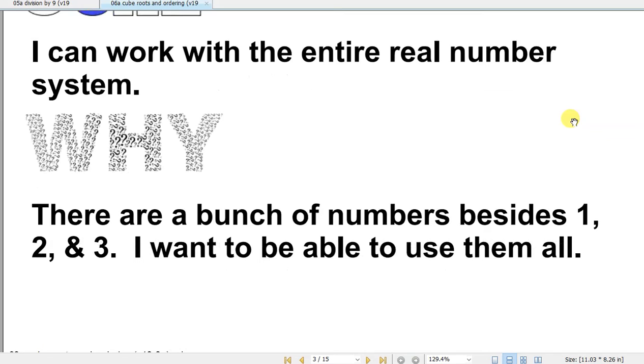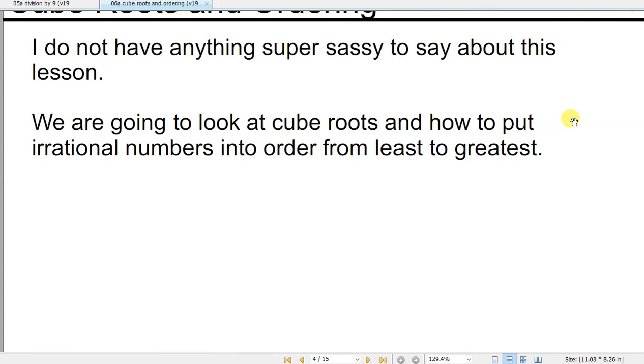I can work with the entire real number system. Why? There are a bunch of numbers besides 1, 2, and 3. I want to be able to use them all. I don't have anything super sassy to say about this one.